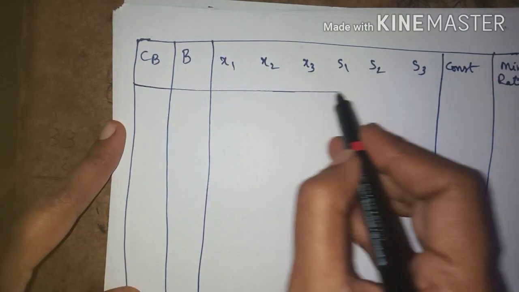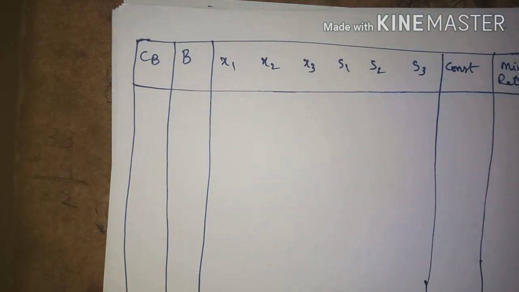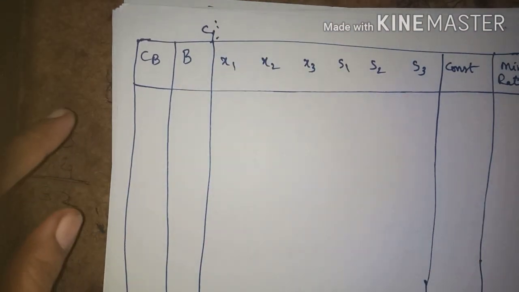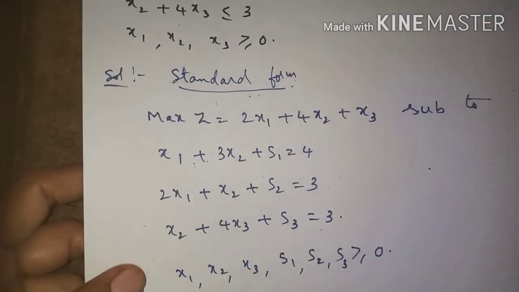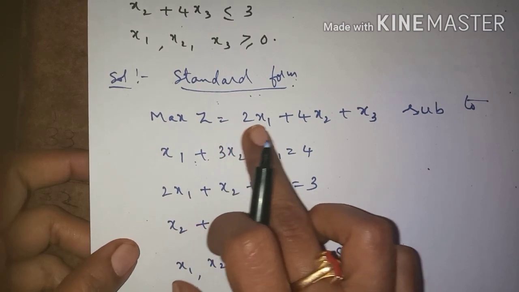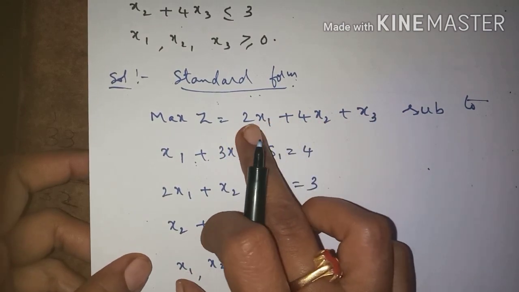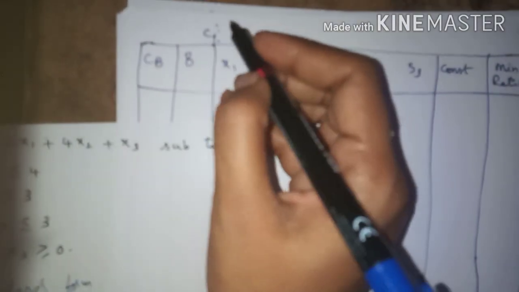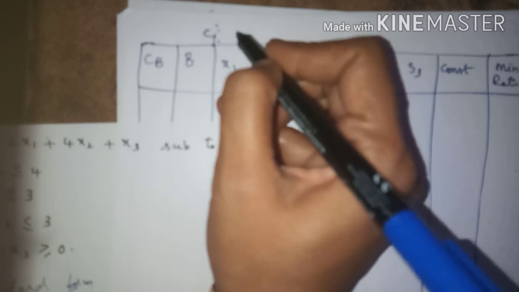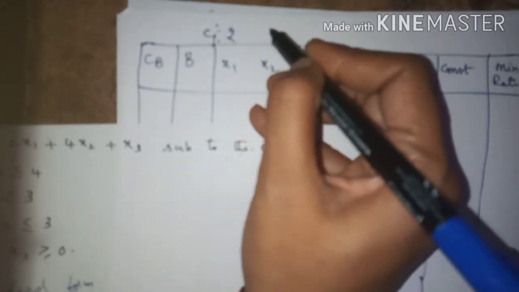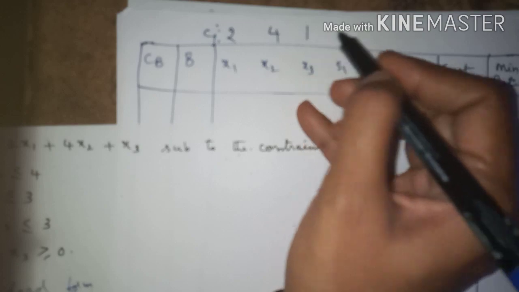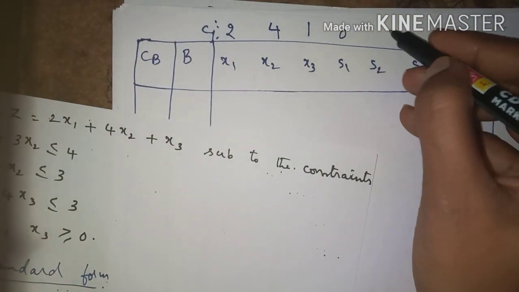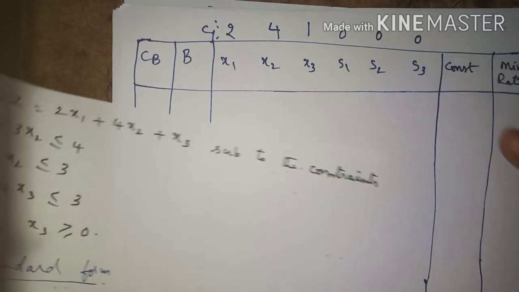Now draw one more line like this. Here CJ, we should write above the table. What we should write in CJ? The maximization Z contains coefficient of x1 is 2, coefficient of x2 is 4, coefficient of x3 is 1. We will write 2 above x1, 4 above x2, and 1 above x3. Any coefficient of s1 in the objective function? There is no s1, that's why 0. There is no s2, that's why 0. There is no s3, that's why 0.